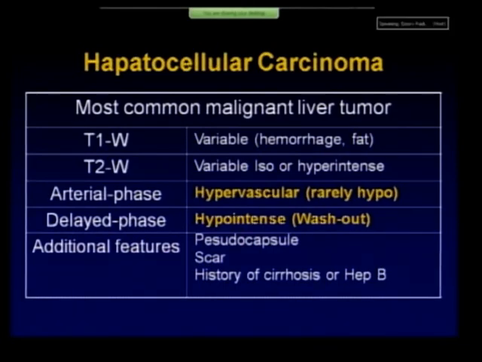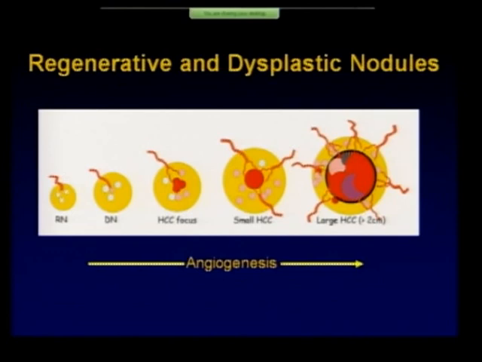On T1 weighted images, the lesion can be of variable signal intensity because it can contain hemorrhage or fat like an adenoma. On T2 weighted images, again, it can be variable due to the above factors. Arterial phase, it is hypervascular. Some literature talks about it being hypovascular as well. And delayed, it is hypointense because it demonstrates washout. Additional features can be pseudocapsule, scar, and history of cirrhosis, Hep B or Hep C.